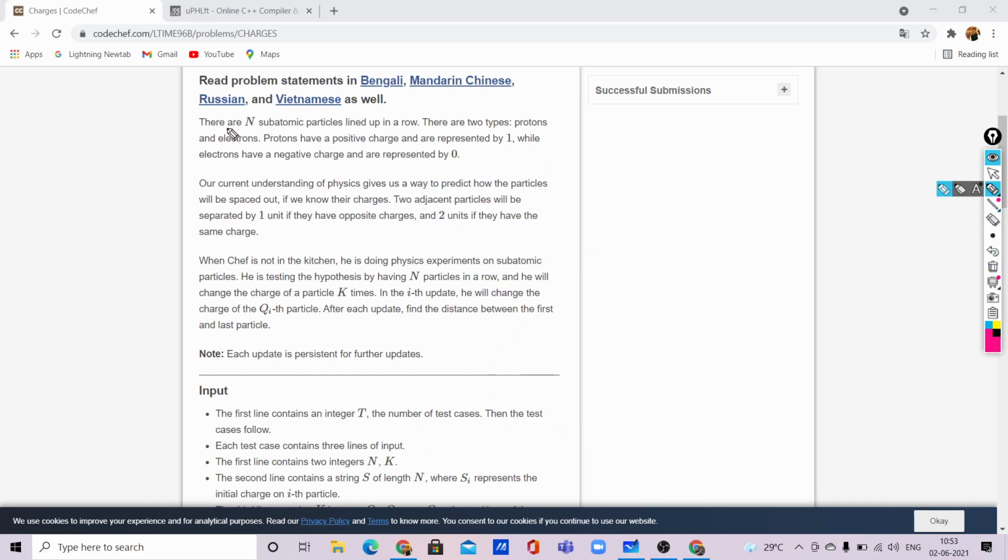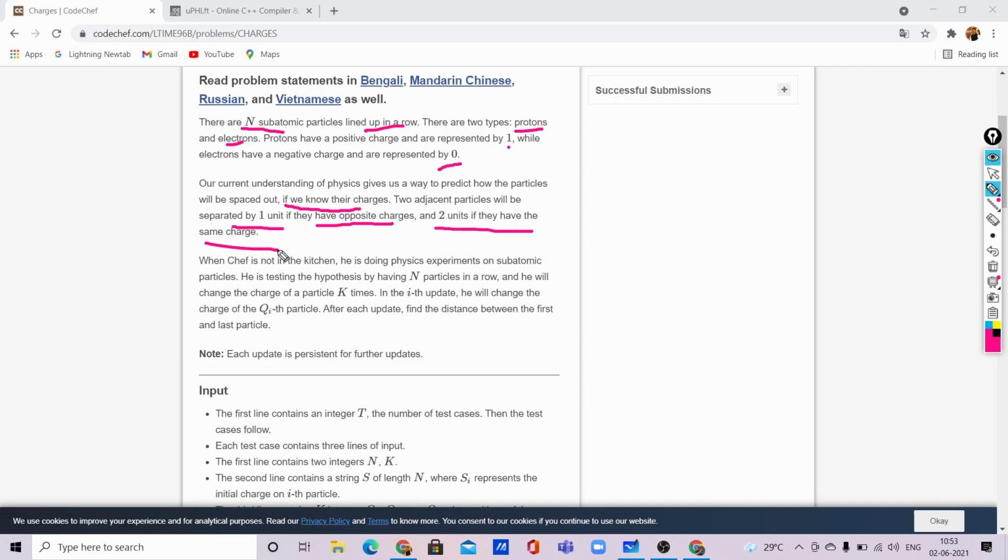Now let us go into the question. There are n subatomic particles lined up in a row. There are two types, protons and electrons. Protons have a positive charge and are represented by 1, and electrons have a negative charge and are represented by 0. Our current understanding of physics gives us the way to predict how the particles will be spaced out if we know their charges. Two adjacent particles are separated by 1 unit if they have opposite charges, and 2 units if they have the same charge.